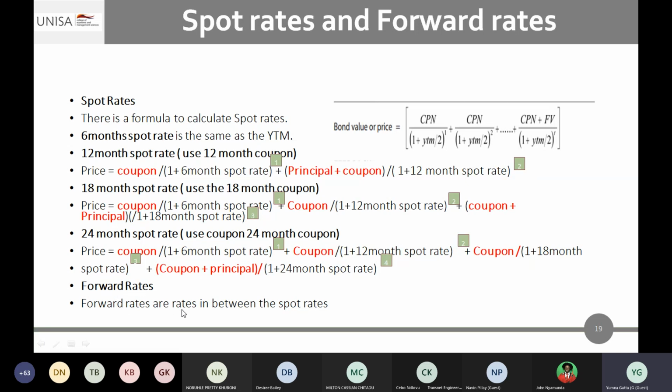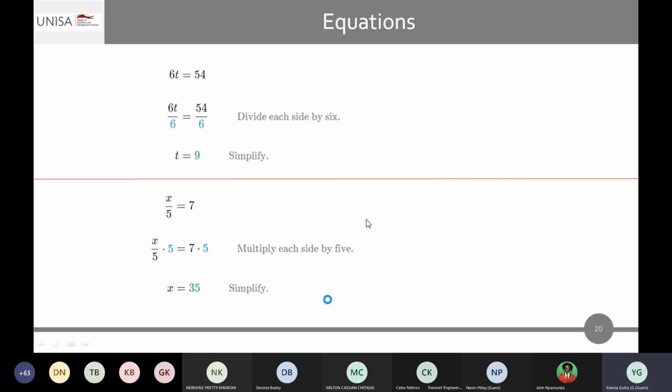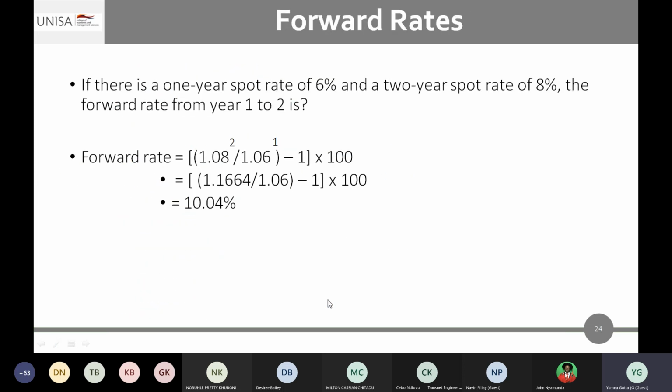A forward rate is the rate in between spot rates. It's a rate you calculate in between two spot rates. Spot rate is your rate at the moment. Let's do it with an example, because that's the easiest way to explain forward rates. If there is a 1 year spot rate of 6% and a 2 year spot rate of 8%, the forward rate from now between year one and two is calculated as follows.